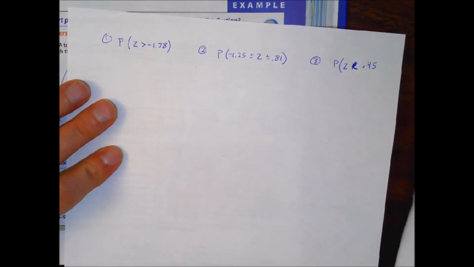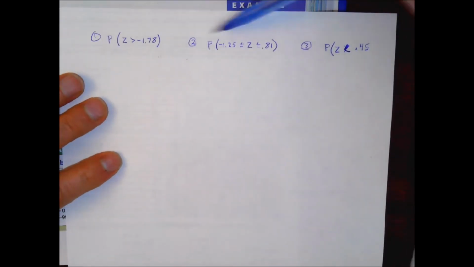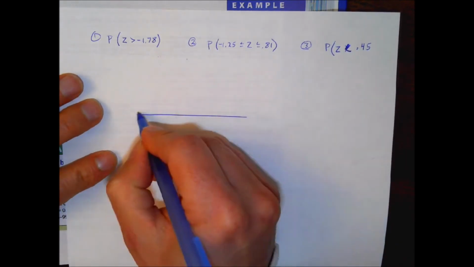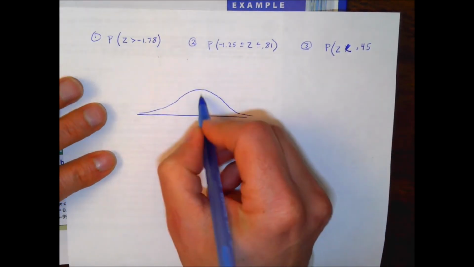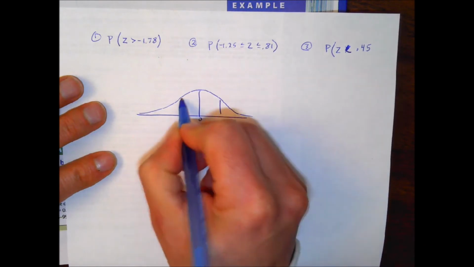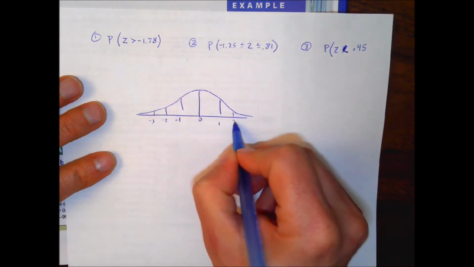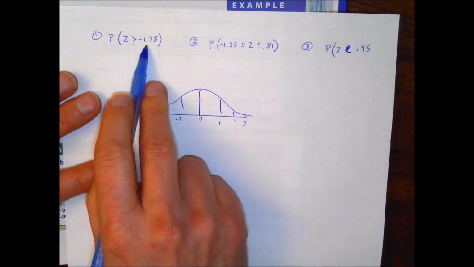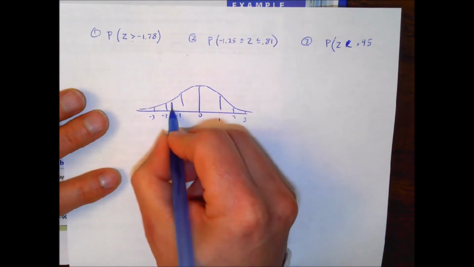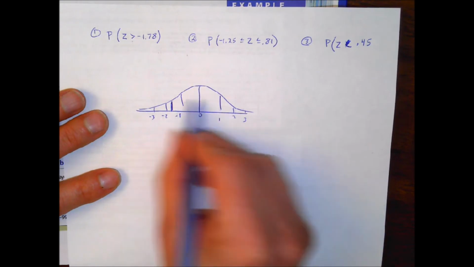Okay, so these are the 3 z-scores we're gonna look at. I'm gonna do this on Desmos. Remember, z-scores are how many standard deviations I added and subtracted, right? Okay, so greater than negative 1.78. 1.78 would be about here, so we're gonna find this area here for this one.